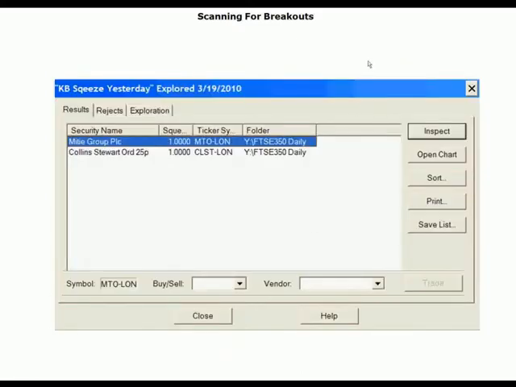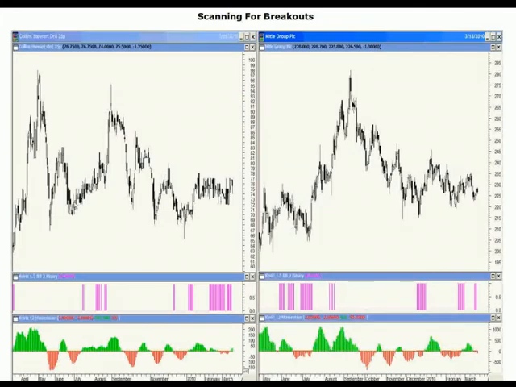I did search the FTSE 100 for stocks having that particular setup, and I didn't find any, because actually the criteria are now very narrow. So I've extended my search to the FTSE 350, and I've come up with 2 possible candidates, the Mitie Group and Collins Stewart. Looking at the charts, this is what we see.